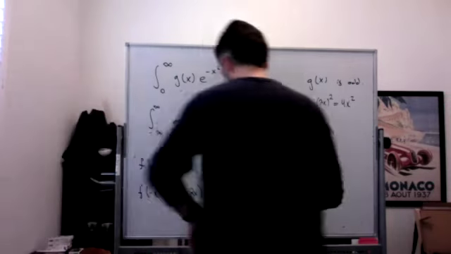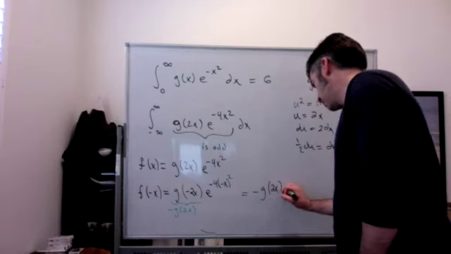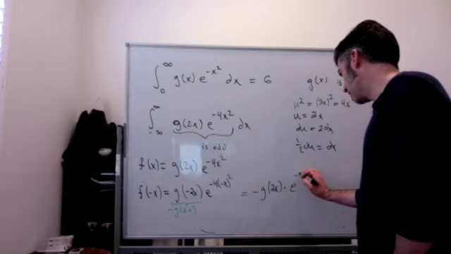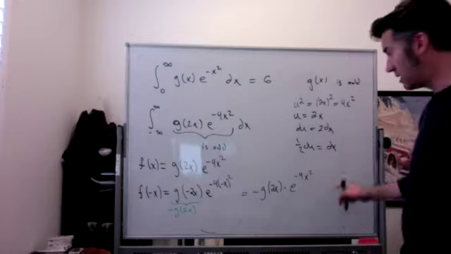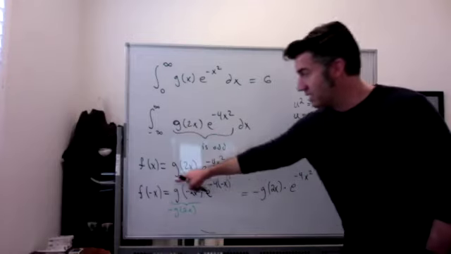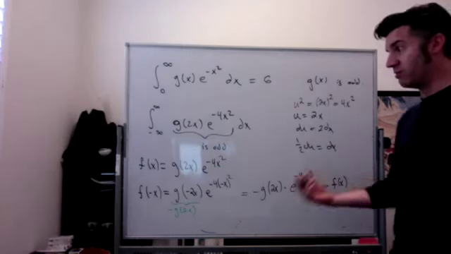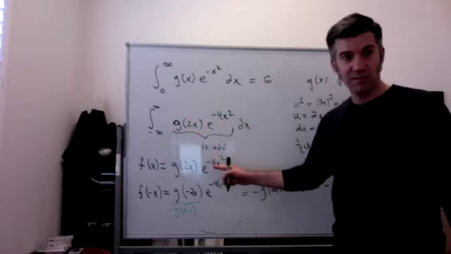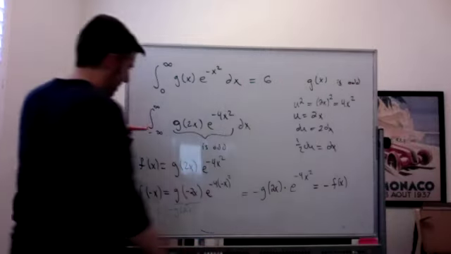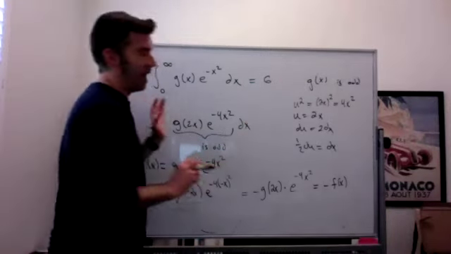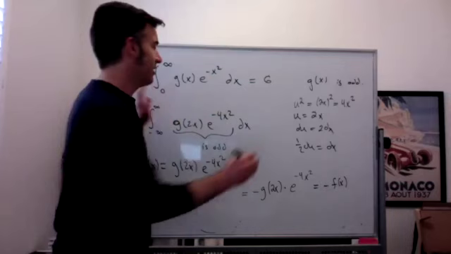Then look what happens. We get negative g of 2x times e to the negative 4 times negative x quantity squared, which is just x squared. So look at this. This is the negative of the function we started with. This is negative f of x, which means this function is an odd function. Since we're going from negative infinity to infinity, and I have to say, because we know that this is already convergent, then we can say this is equal to 0.